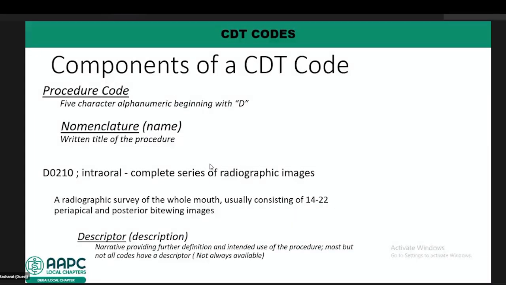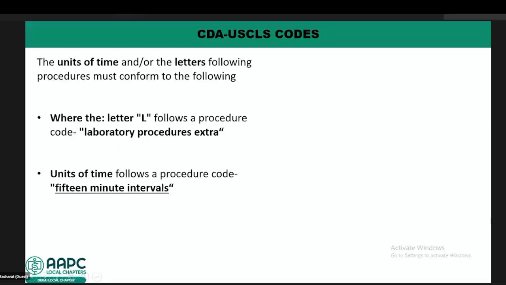Okay, so again the same thing: 5-digit codes with the D. This is one of the examples for the radiograph. We have D0210 for the intraoral exam. For the CDT codes, we have the unit of time, and the letter following the procedure must come from the following, where the letter L follows the procedure for laboratory procedures, and unit of time.